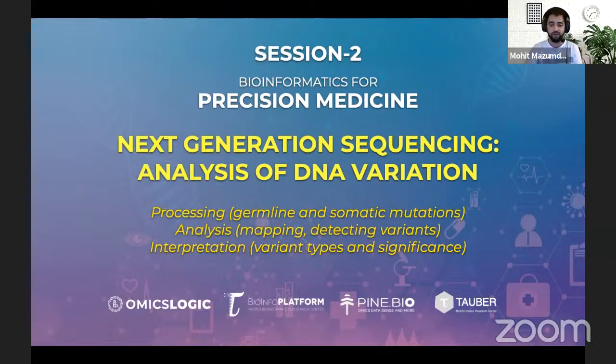You will learn about shotgun sequencing reads, and then you'll learn about how to make the data structured, and then you will learn about different bioinformatics methods used in processing, where we will be doing both germline and somatic mutations. We'll look at the analysis, where we will do mapping and detection of variants, which you can see on the screen. And in the last part of the session, we will discuss the interpretation. So how can you interpret this data?